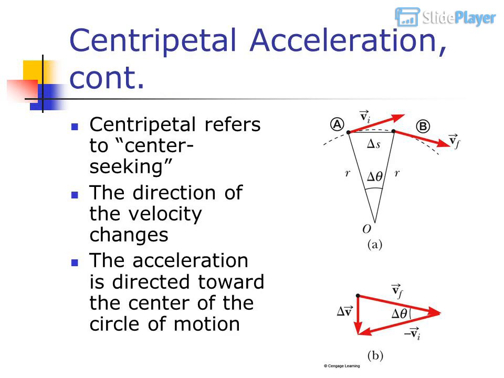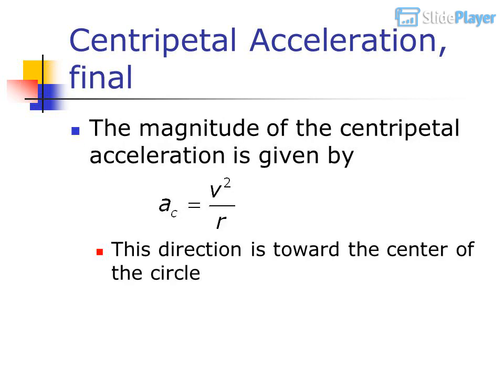Centripetal acceleration, continued. Centripetal refers to center seeking. The direction of the velocity changes. The acceleration is directed toward the center of the circle of motion. The magnitude of the centripetal acceleration is given by the equation shown. Its direction is toward the center of the circle.